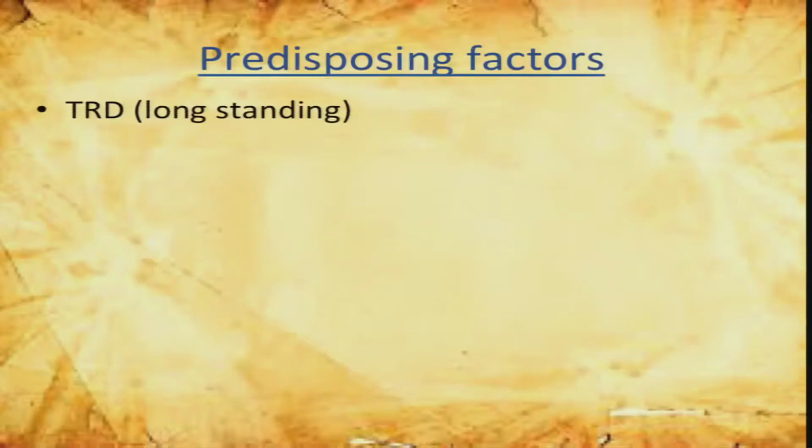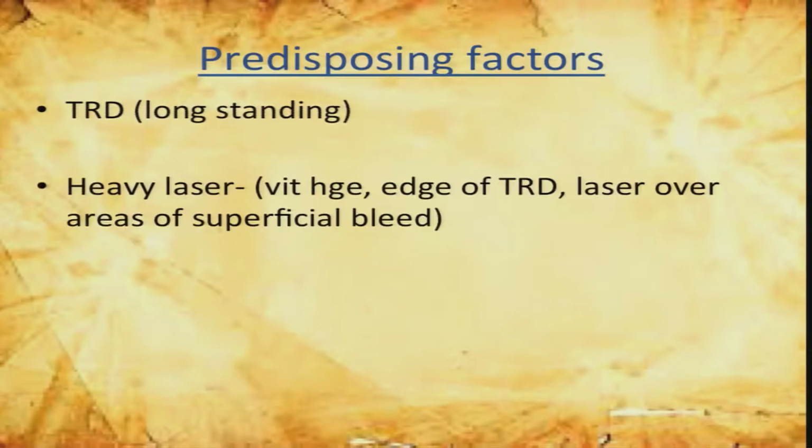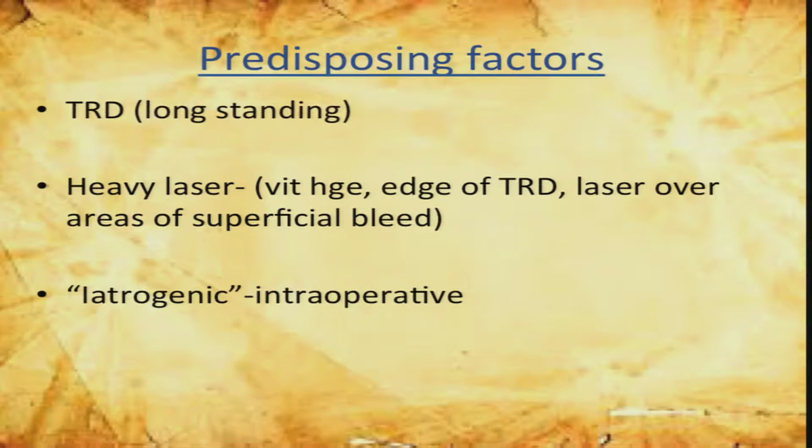What are the predisposing factors for a combined retinal detachment? Long-standing traction retinal detachment, which may be extramacular itself, is a predisposition. Heavy laser treatment, particularly in the situation of a vitreous hemorrhage, or at the edge of a TRD where the retina may be partially lifted, or laser over areas of superficial bleed, can induce breaks in the retina. Or it can be iatrogenic. When you are operating on a pure case of TRD, iatrogenic breaks are fairly common, and it may get converted into a combined retinal detachment.